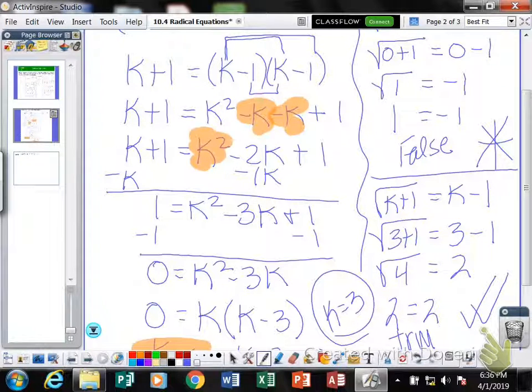Ladies and gentlemen, a lot of work, but you need to do it. So solve and check. You have to check both answers. They won't always both work.